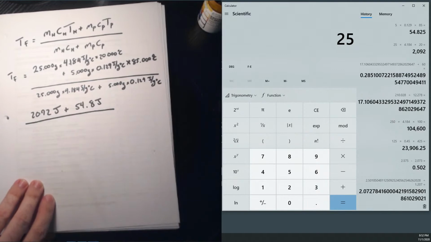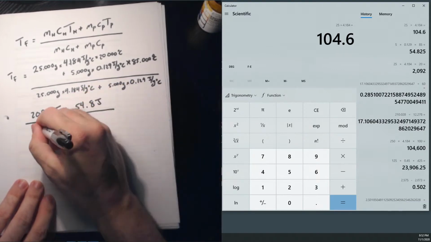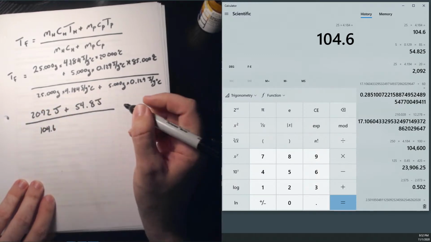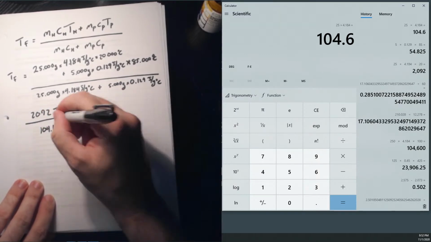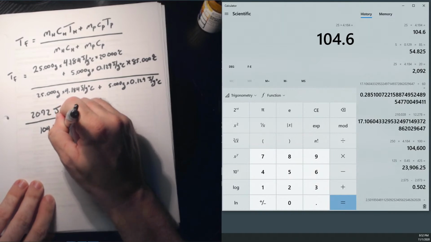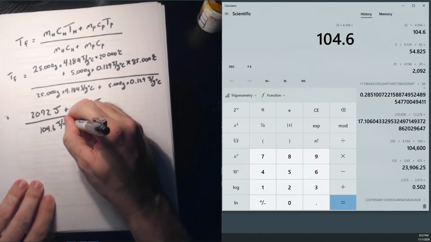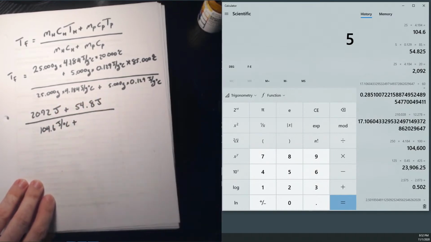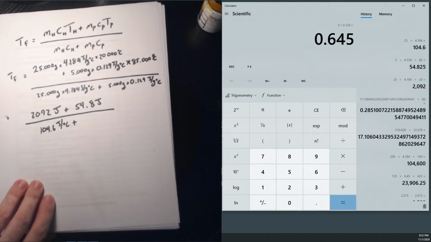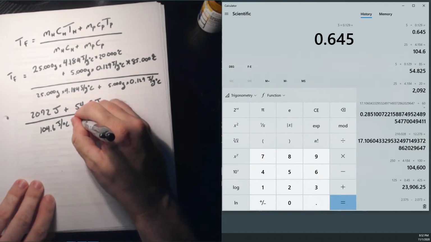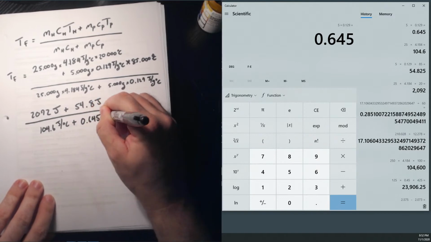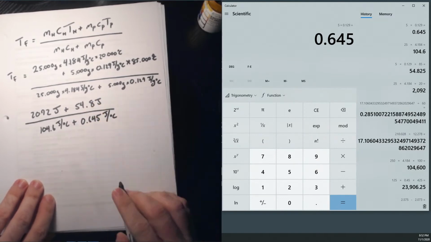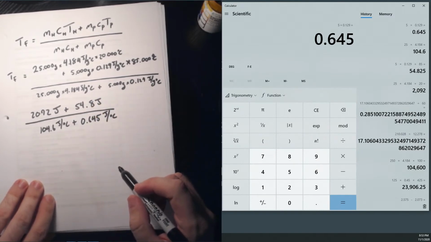And down the bottom, 25 times 4.184 is 104.6, and we're going to have 4 sig figs, and the units there are going to be joules per degree Celsius, plus 5 times 0.129, 0.645 joules per degree Celsius, and we're going to have 3 sig figs there.